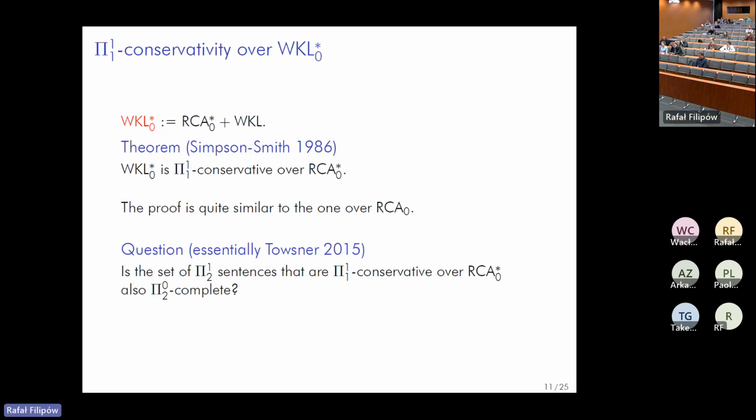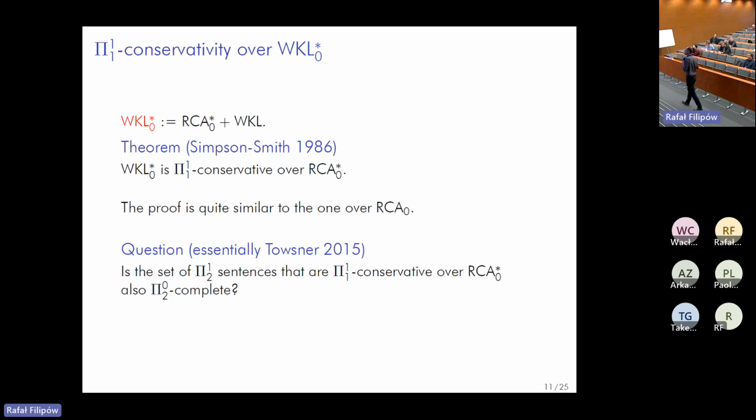Well, this leads to a number of questions. One is not quite in the paper of Tausner that I mentioned, but he asks a very similar question, and it turns out to be related to the one I'm stating here. So, is it the case as it was over RC0? Is it again the case that there are lots and lots of Π¹₂ sentences that are Π¹₁ conservative over this base theory? Is that theory consisting of those sentences again Π₂ complete, or can it perhaps be computably axiomatized?